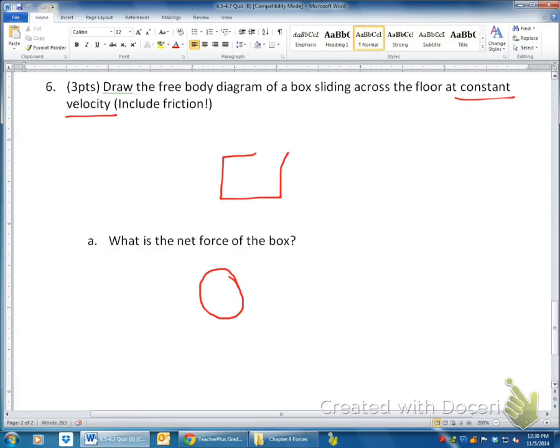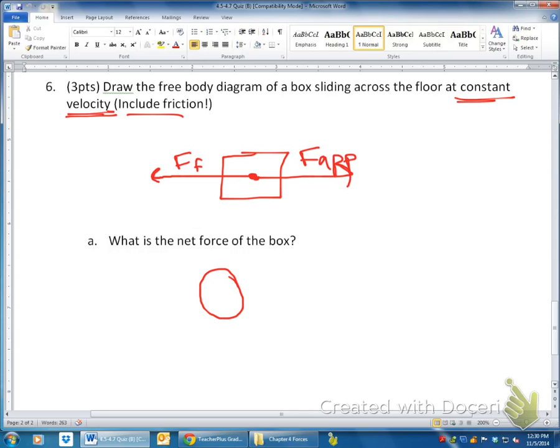So let's draw the free body diagram here of our box. If it's sliding across the floor, that means it has to have some sort of applied force that causes that slide. So we'll just say this is our applied force. It tells us to include friction. So how proportionally should the friction be compared to the applied force? Smaller. Why smaller? No. It's moving at constant velocity, so the net force has to be 0, so they need to be equal. They need to be drawn of equal lengths if it's moving at constant velocity. Then how would it be sliding?